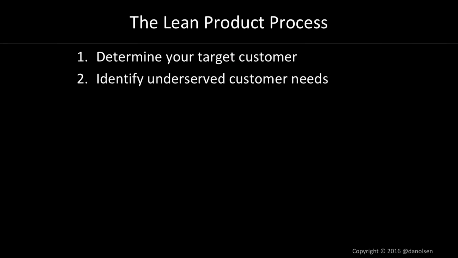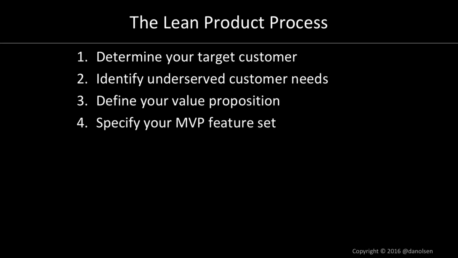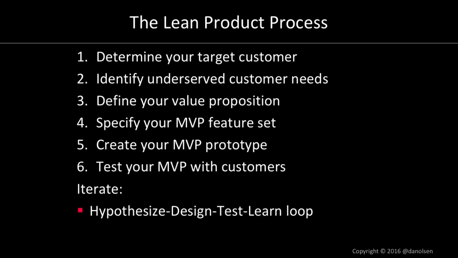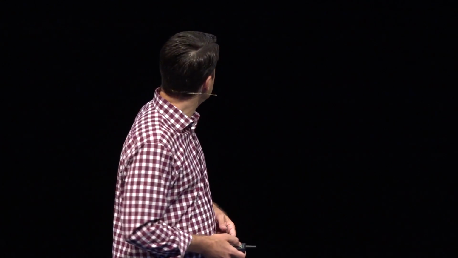To recap the lean product process, basically, it starts off with getting a clear picture of who your target customer is, figuring out what their underserved needs are, figuring out how you are going to meet those needs in a way that's better or different than with the other products that are out there, specifying your MVP feature set, so again, you don't overbuild, and you can validate right away without going too far down the wrong path. Creating an MVP prototype to bring your feature set to life so you can actually test it with customers. Testing it with customers, and then iterating, going through that loop of hypothesize, design, test, learn, and improving product market fit, basically.